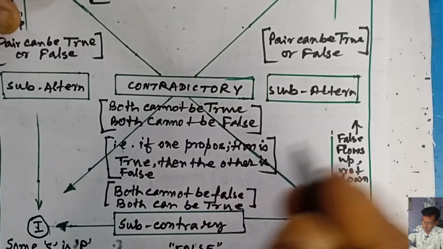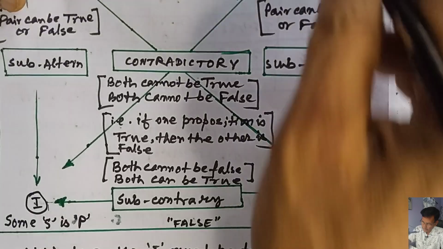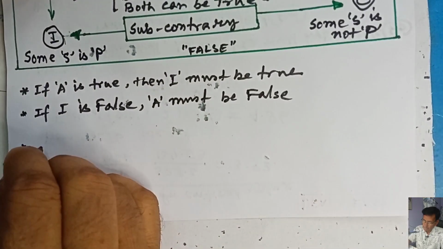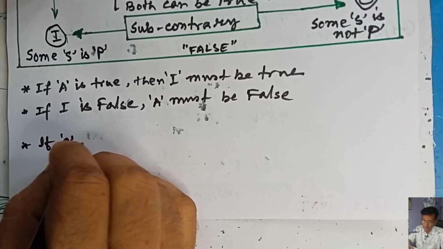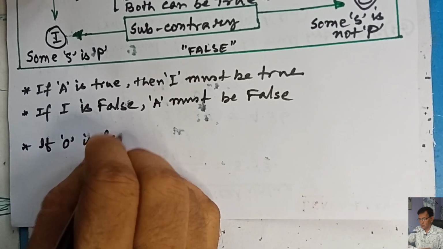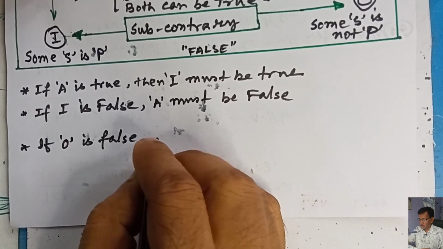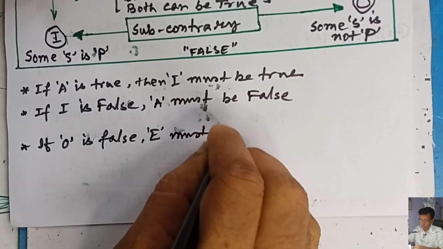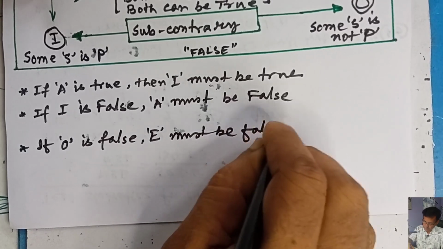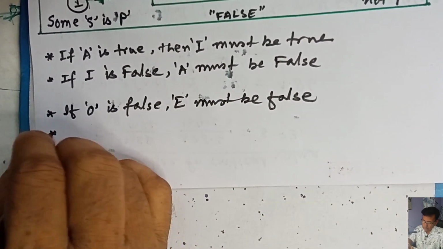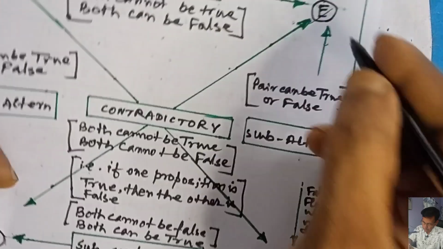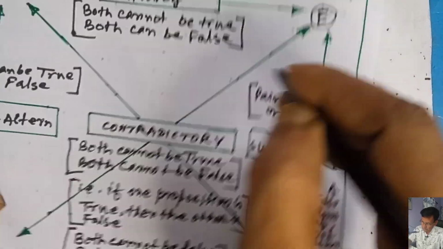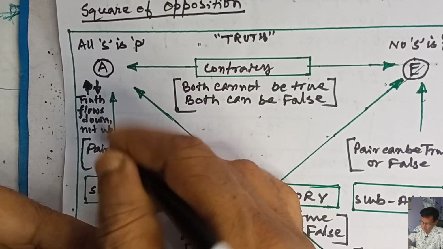Again, if O is false, then E must be false because false flows up. If E is true, then O must be true because truth flows down, not up.